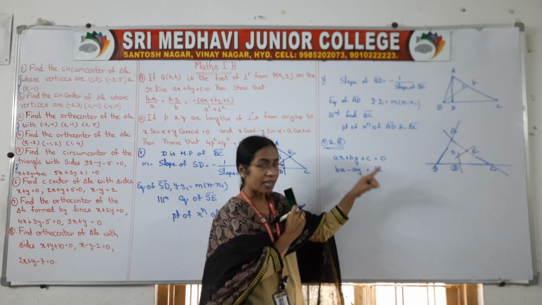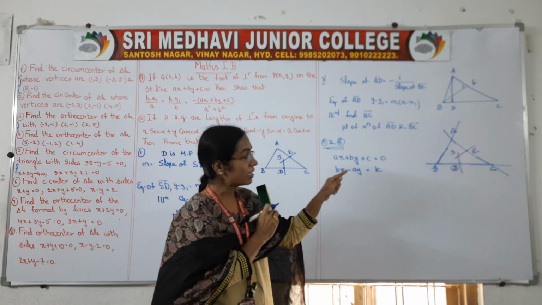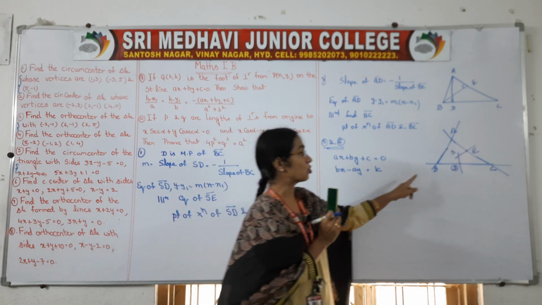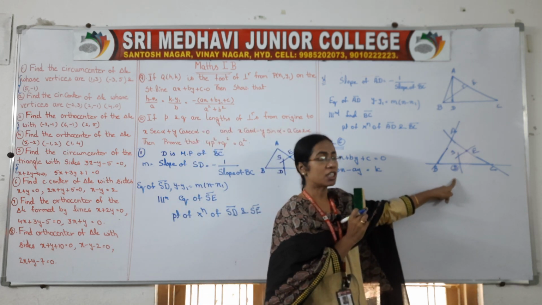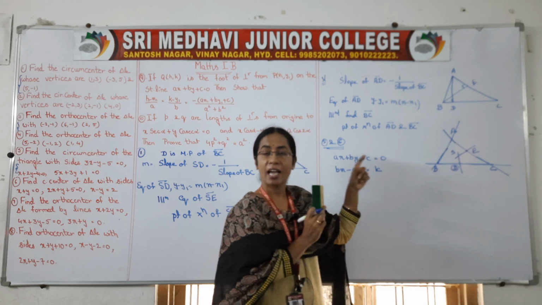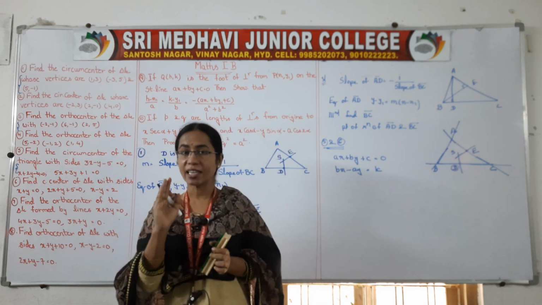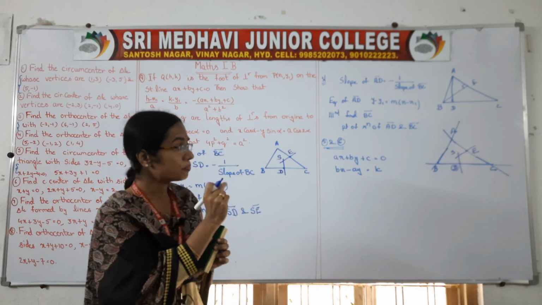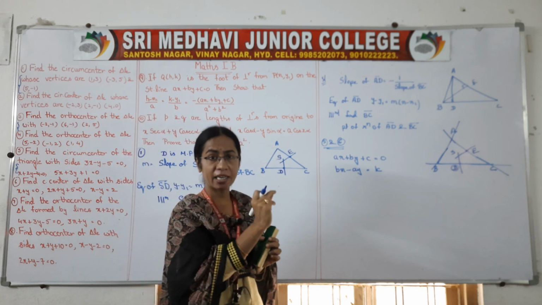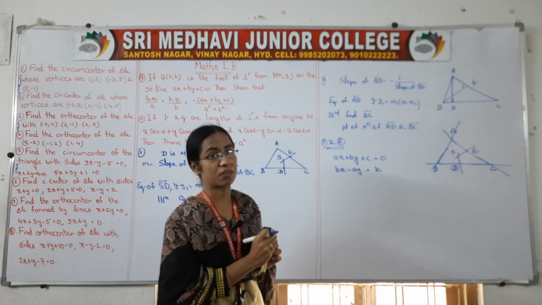So you write that SD line equation. That line passes through D. You substitute the point D and you will get your K. Then you will get your SD equation. Once again I am explaining. We want the SD line equation and the SE line equation.